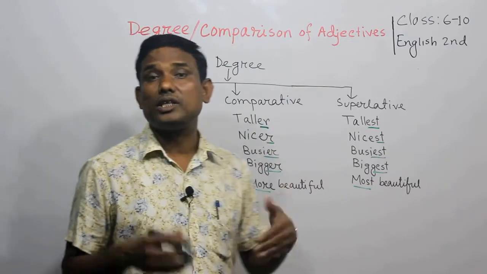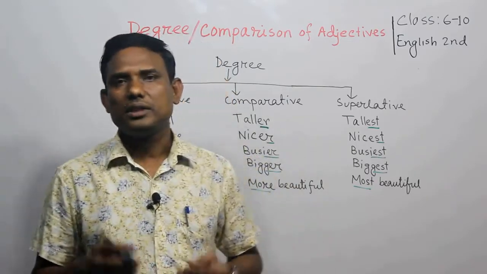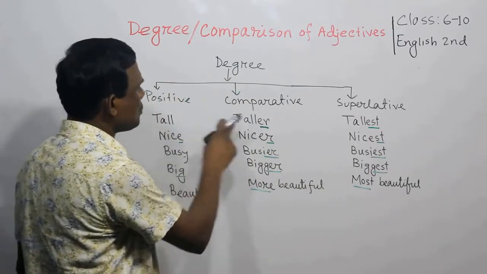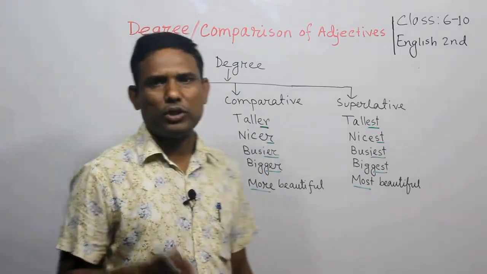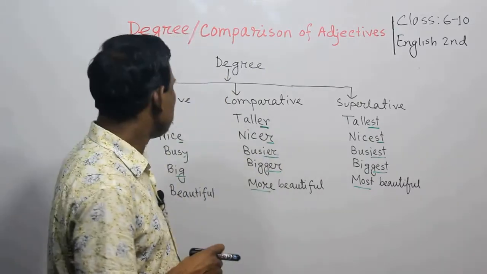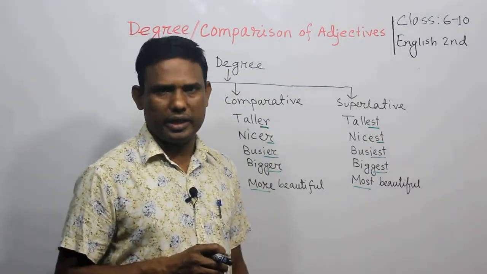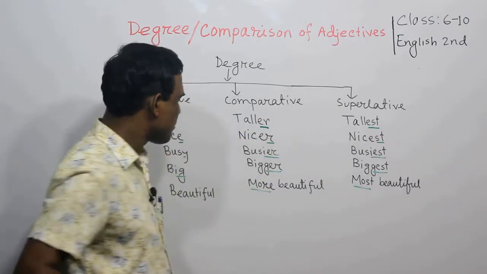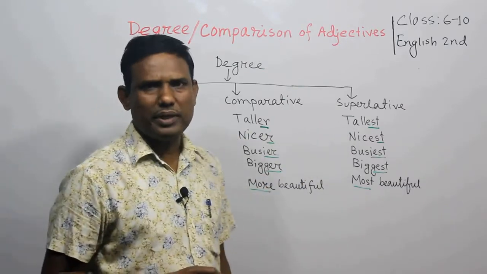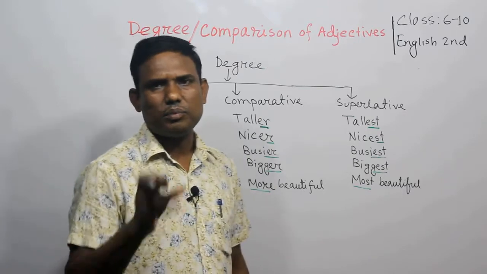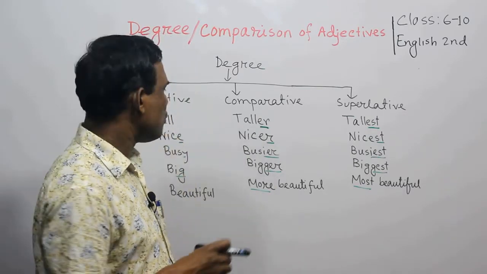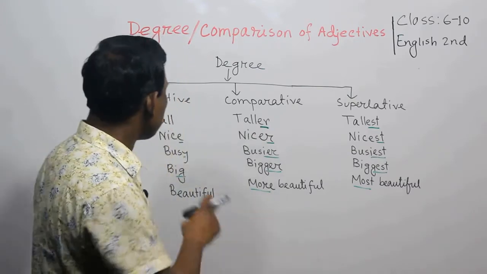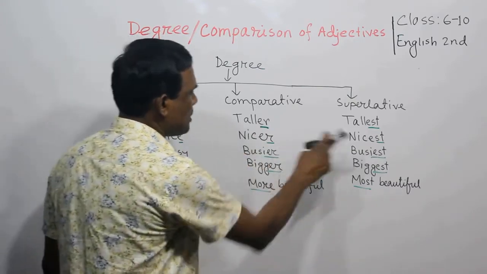If the positive is of one syllable, er and est are added at the end. For example, tall, taller, tallest. If the positive ends in e, r and st are added at the end. For example, nice, nicer, nicest. If the positive ends in y, preceded by a consonant, y becomes i before adding er and est. For example, busy, busier, busiest.